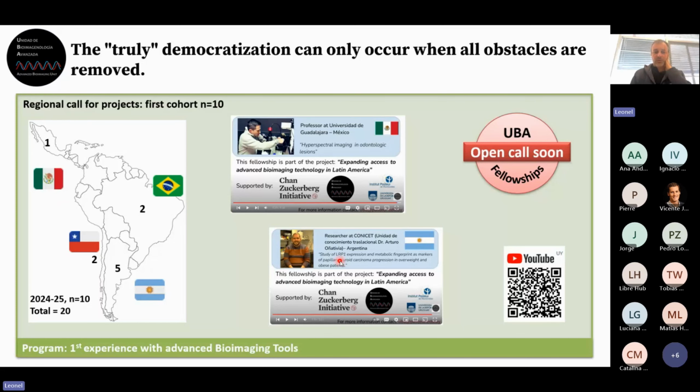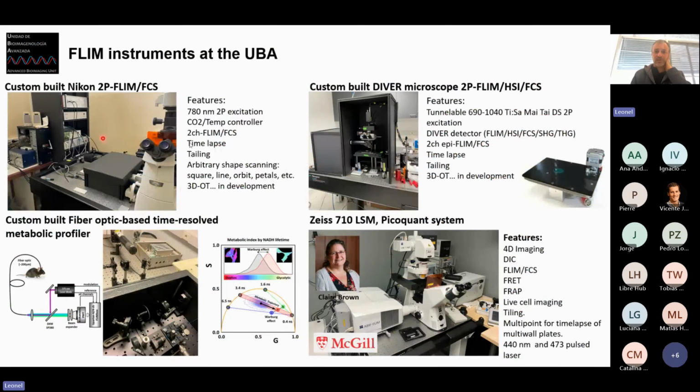These are the tools that we have here. 2 custom microscopes, FLIM multiphoton, and another machine for spectral and FLIM using fiber optics. We just have a microscope donated by Claire Brown. It's a single photon FLIM machine using a PicoOne system that will be installed soon in the hospital. And this is a fantastic tool and an opportunity that Claire opened for all of us, also for training, which is very important for us.